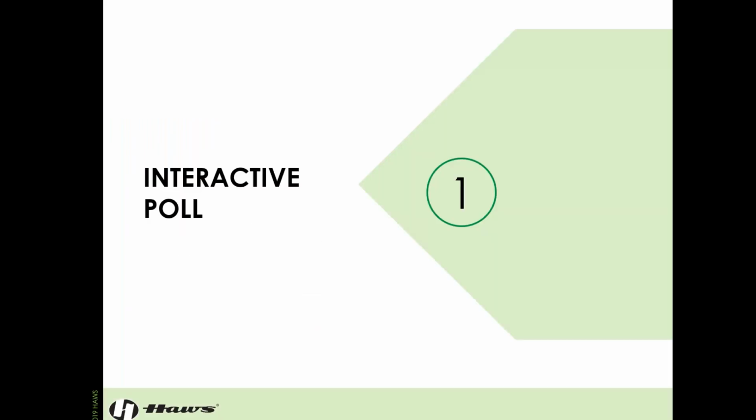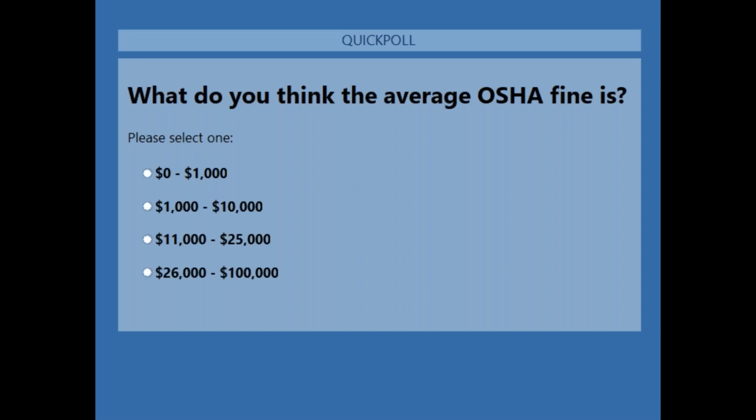That is going to bring us to interactive poll number 1, and then based on your answers there, we have some very interesting information for you. Our first interactive poll question is, what do you think the average OSHA fine is? $0 to $1,000, $1,000 to $10,000, $11,000 to $25,000, or $26,000 to $100,000?